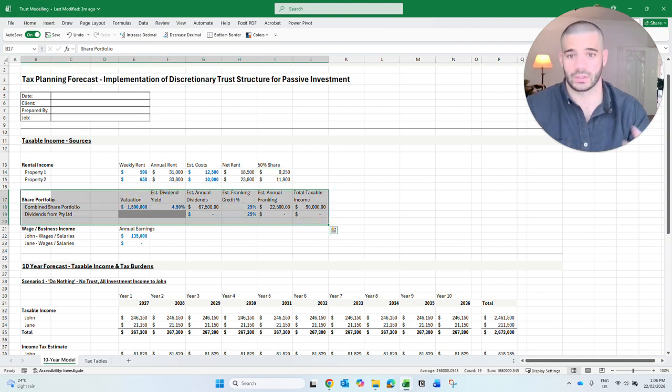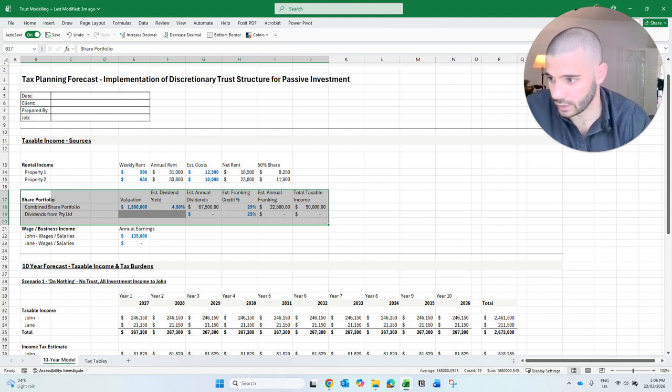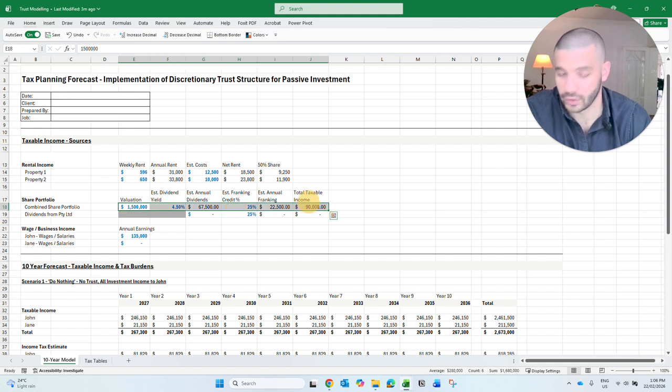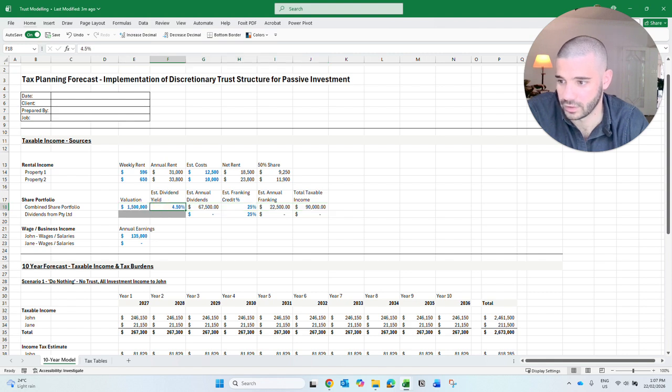Here, this was really the question that this model was asking. They were receiving a gift or inheritance of $1.5 million, so quite a decent amount. And they were going to invest that gift into shares on the stock exchange, so earning dividends and other investment income. Okay. So here we had some assumptions. We said the dividend yield, the cash yield on that investment was 4.5%. And we're going to get some franking credits as well.